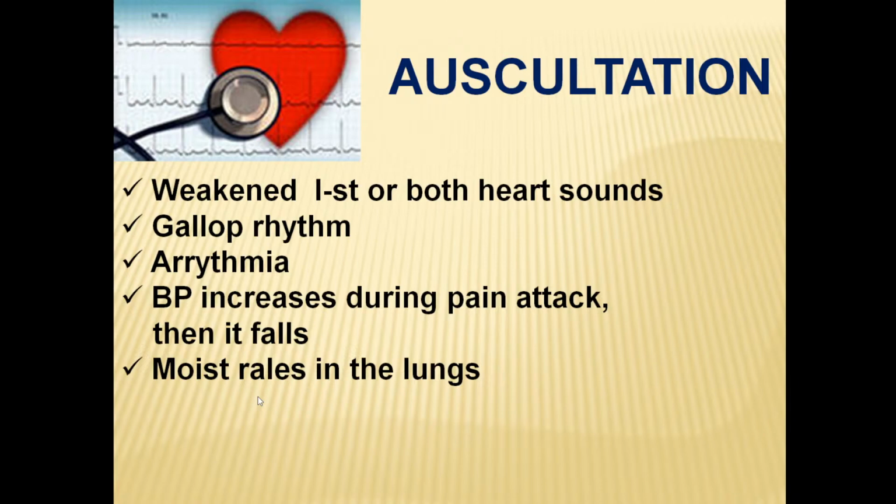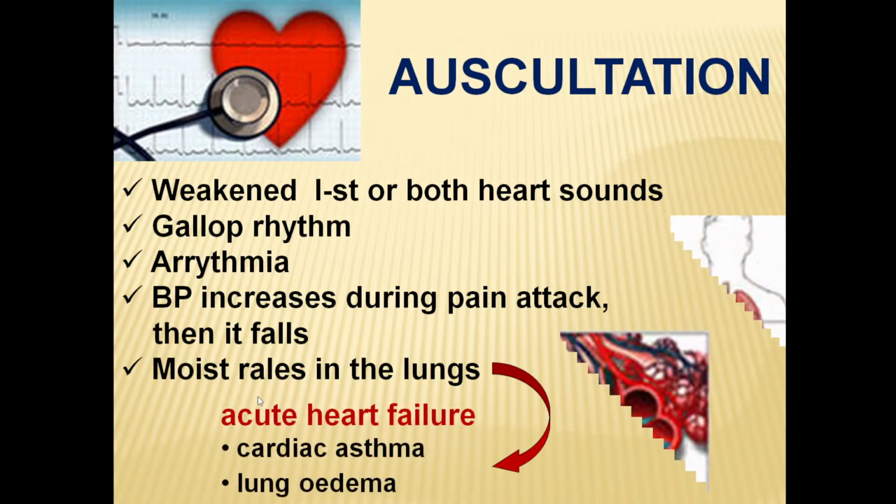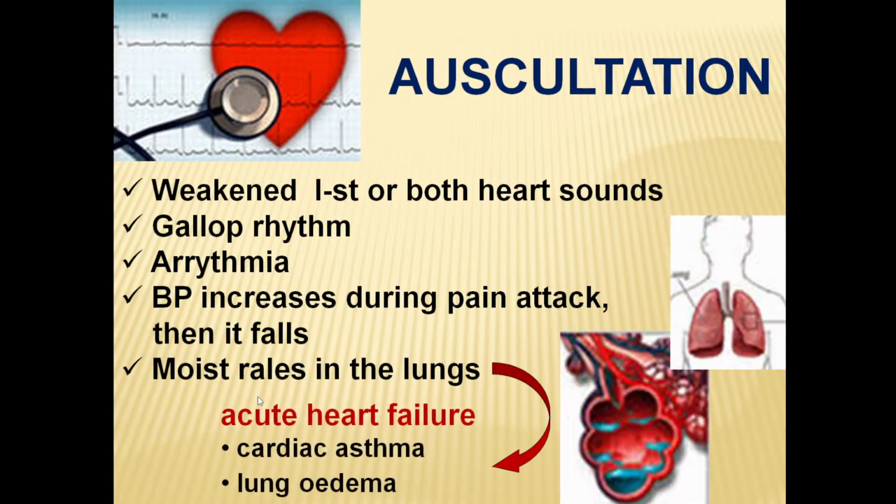Blood pressure may be increased at first and then fall. Sometimes high blood pressure may be a provoking factor of myocardial infarction, about which we will talk later. And over the lungs may be revealed moist rales as an acute early complication, acute left ventricular failure. We remember, first of all, it is characterized by cardiac asthma and then lung edema, and we will have moist rales over the lung.